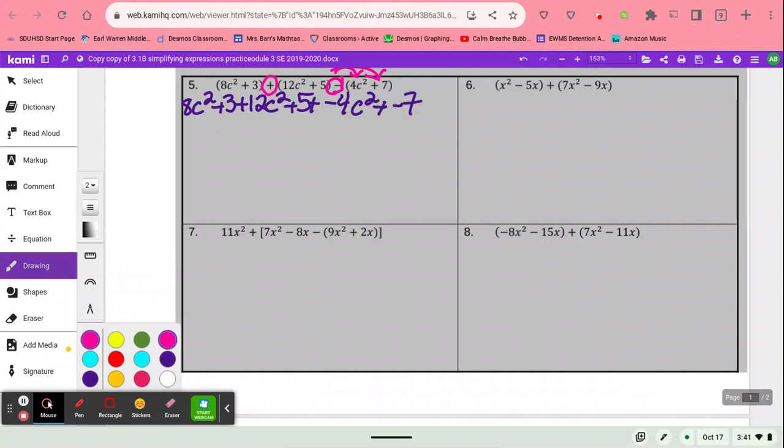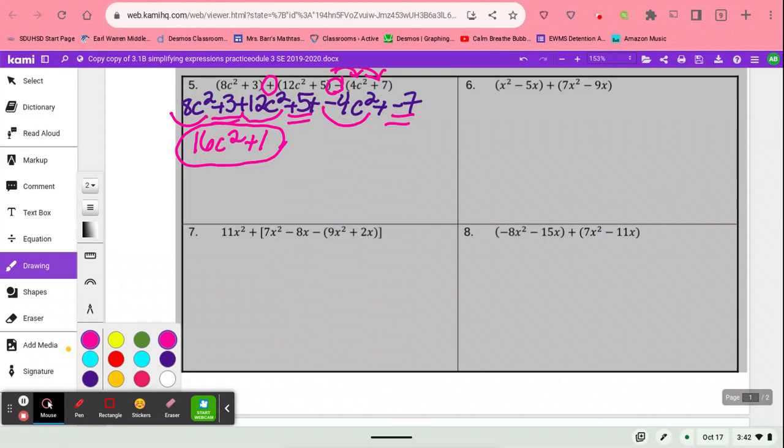So now we can go through and sort our like terms. We have an 8c squared, a 12c squared, and a negative 4c squared. So the 8 and the negative 4 I know gets me 4, and then 4 increased by 12 gets me to 16, so 16c squared. I don't have any c terms, so I'm going to go straight to the constant terms. I have a 3, a 5, and a negative 7. So 5 and 3 get me 8. Take away 7 gets you a positive 1.